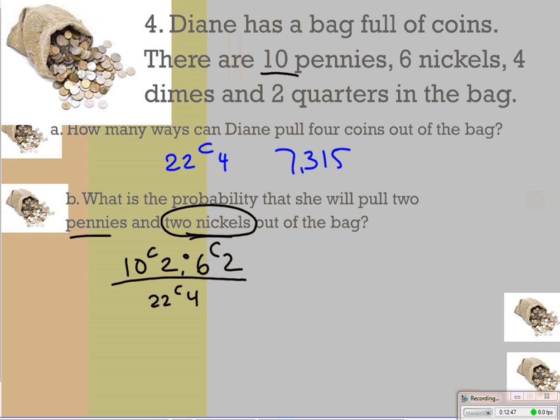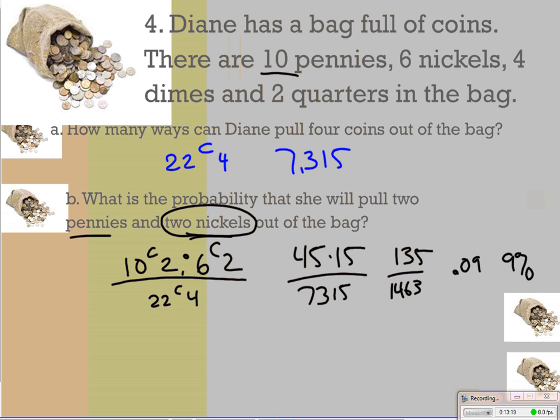So 10 choose 2 is going to be 45. 6 choose 2 is going to be 15 out of the 7,315. So 45 times 15 is going to be 135 over 1463. This one you could actually convert to a decimal. It's going to be 0.09. So it'd be about 9%.